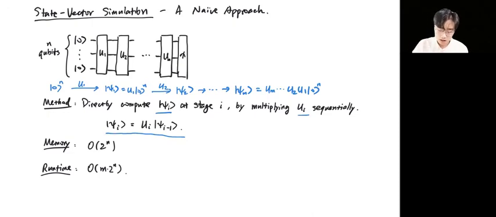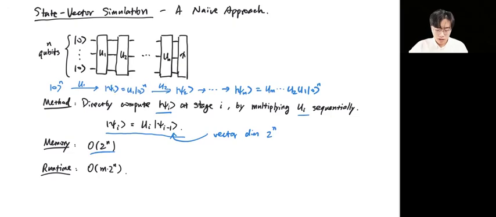Now remember, this quantum state psi is a vector of dimension 2^n, where n is the number of qubits. And because you are keeping track of the quantum state vector at each stage, you have to write this vector down, which leads to exponential memory cost, namely O(2^n).